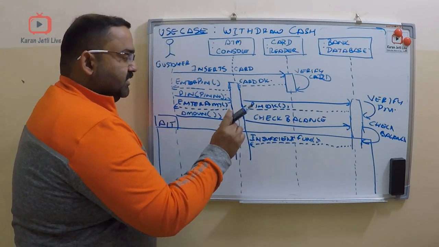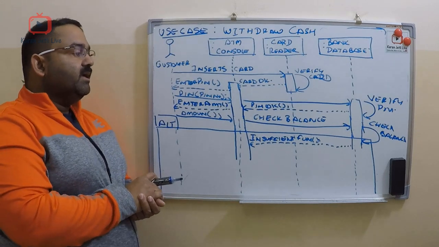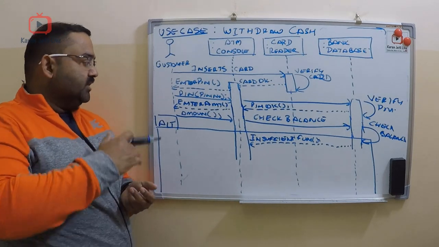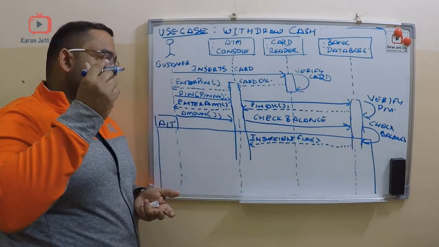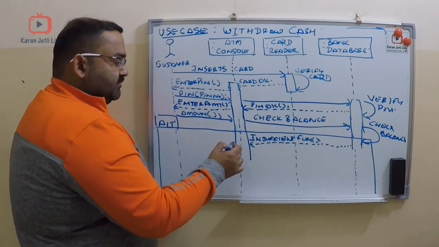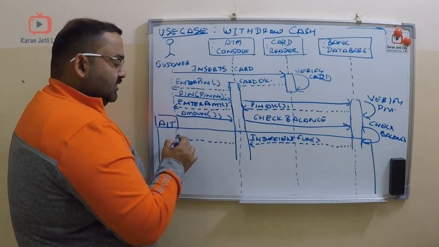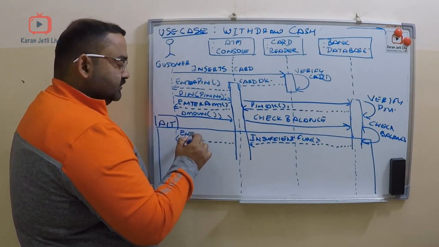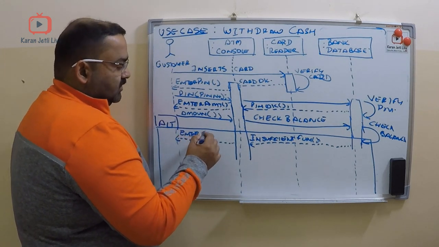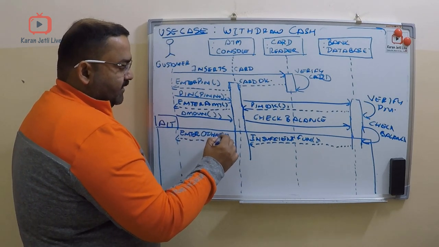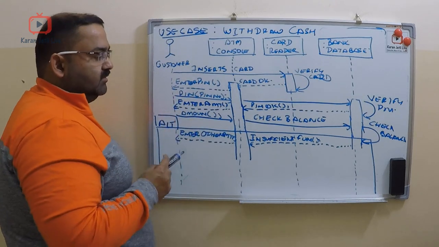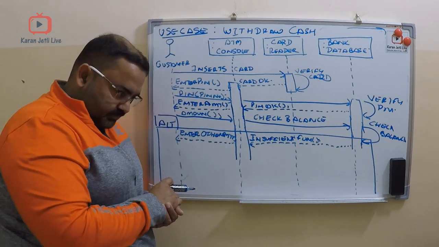Then what should the ATM console do? It should prompt you to enter an alternative amount. So then it returns a message: enter other amount. ATM: enter other amount.